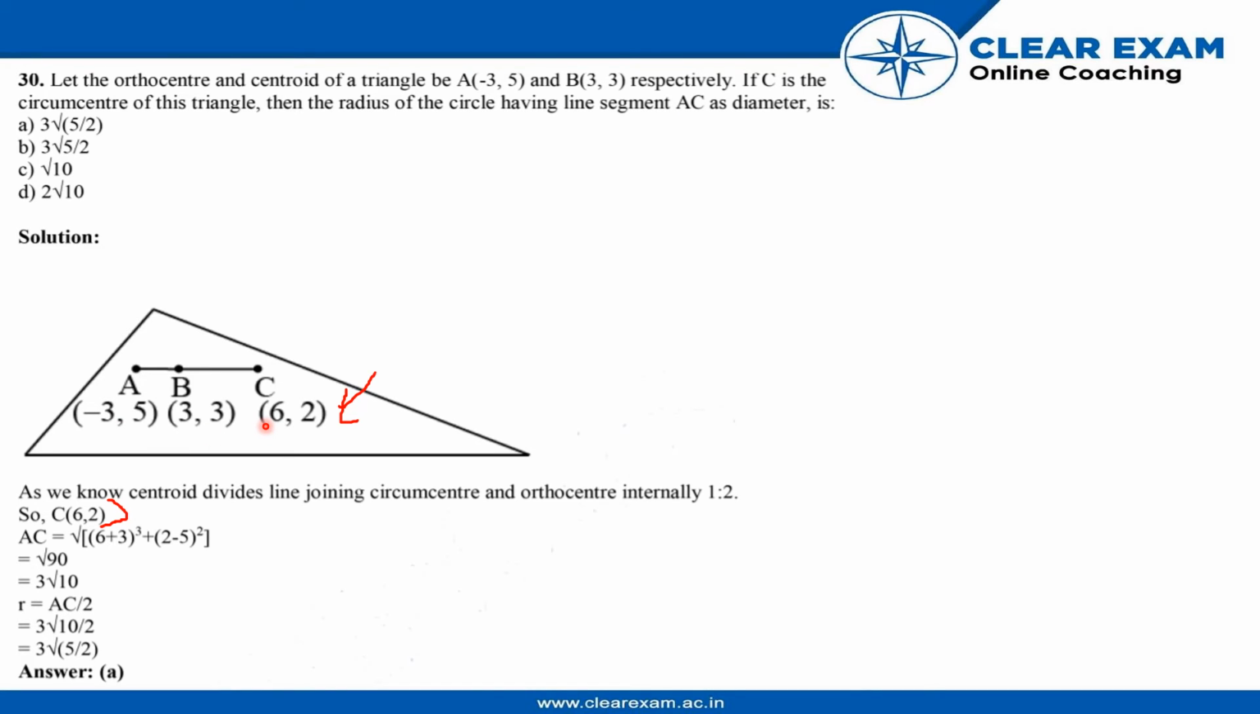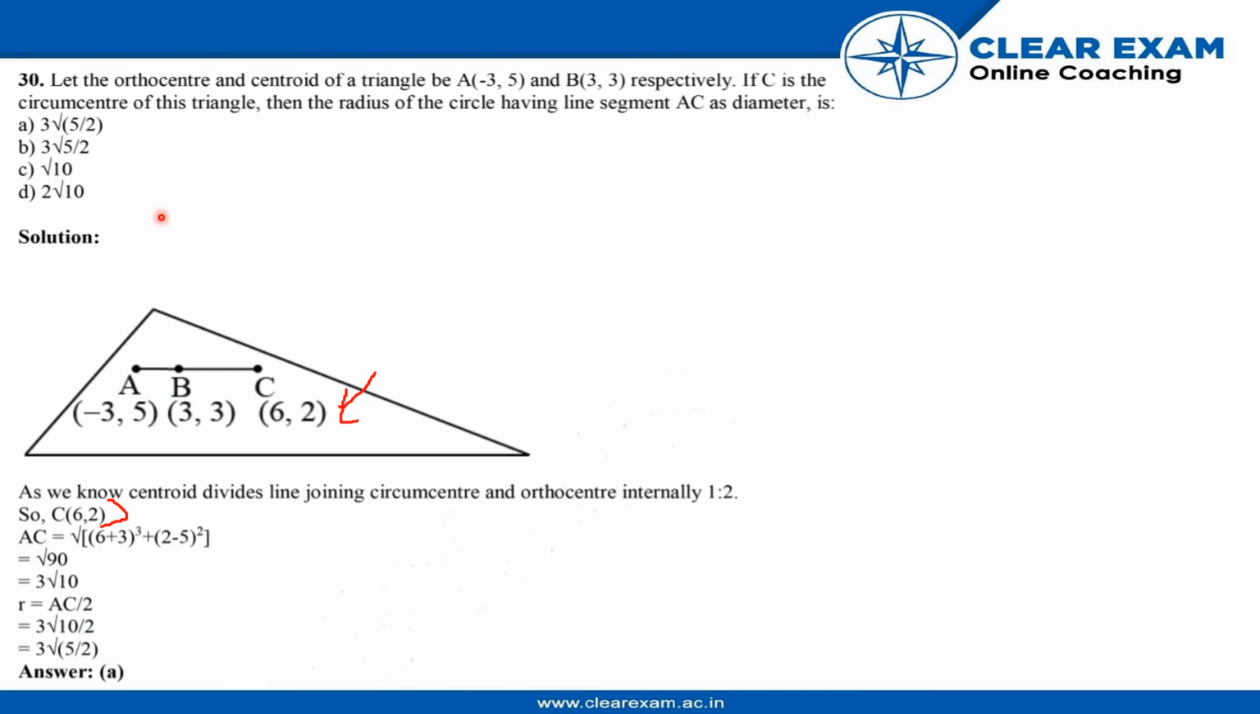We just have to apply the distance formula between them. The distance between A and C, using the distance formula, square root of (x2 minus x1) whole square plus (y2 minus y1) whole square, is 3 root 10. Correct? So we know that AC is the diameter of the circle. Now the radius is always equal to half of the diameter. Thus dividing 3 root 10 by 2.